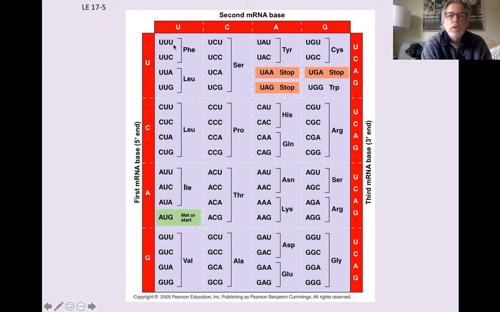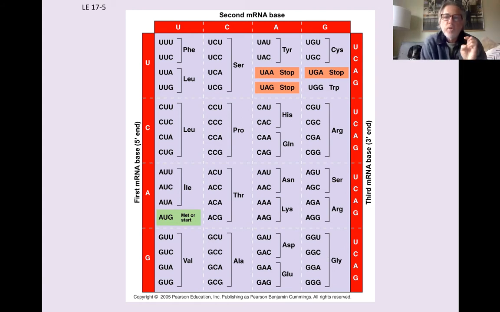The code UUU codes for phenylalanine, U, U, U. The code U, U, A, as you can see there's the A, codes for leucine. Let's look at another one. A, U, right? So A, U codes for asparagine, I think that is. And the code G, C codes for glycine.